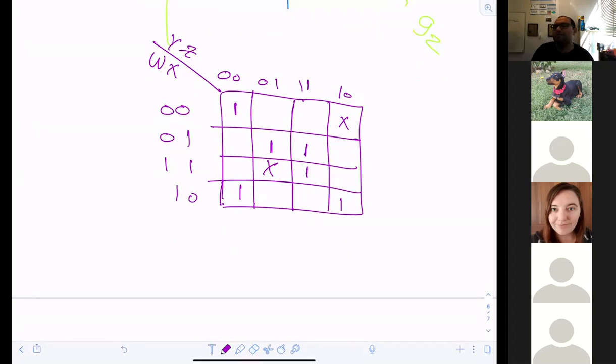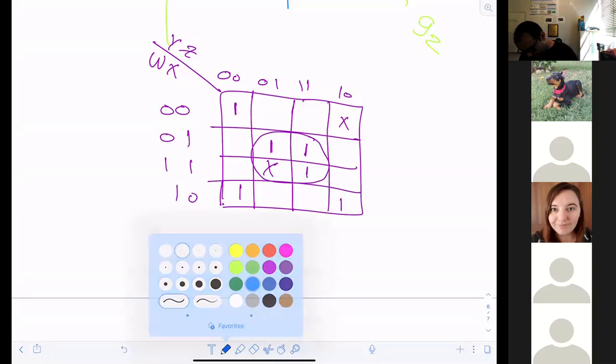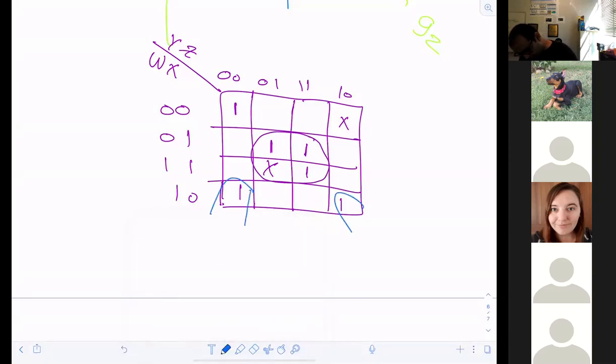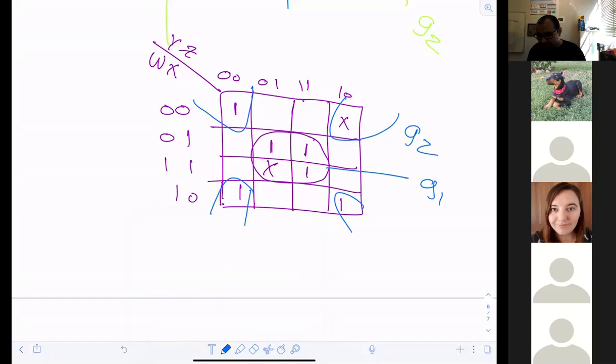X, it has to be 1. Why? Because of this together. And can you group the 4 corners together? Yes, because it's like a ball, right? It's connected, right? So this is group 2 and this is group 1. Nice. You're just folding the paper back and connecting it. I'm trying to figure out what kind of fold this would be.